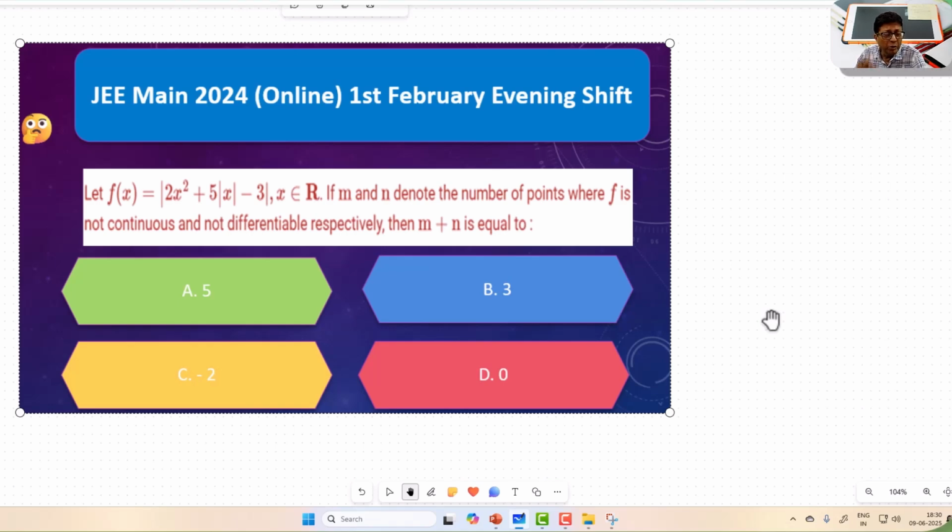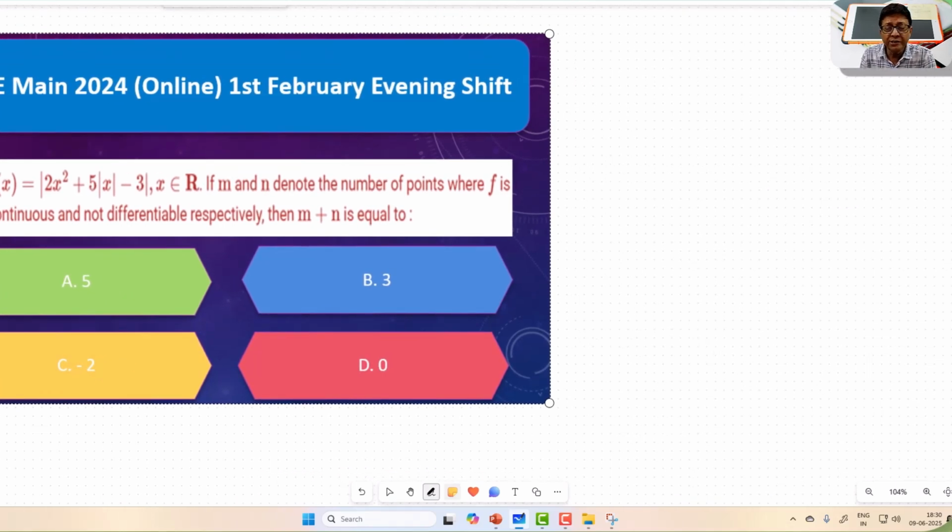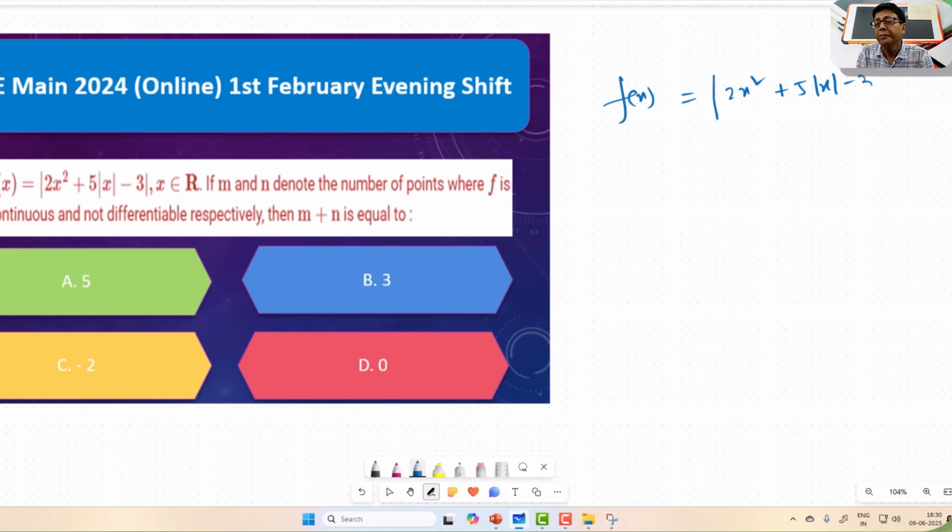Whenever mod of something arises, my suggestion is that you go for the graphical method. Graphical method will not take much time. I am taking time to explain it to you, but you can draw the graph of the function easily. Just look at the function given here. f(x) is mod of 2x square plus 5 mod x minus 3, x belongs to R.